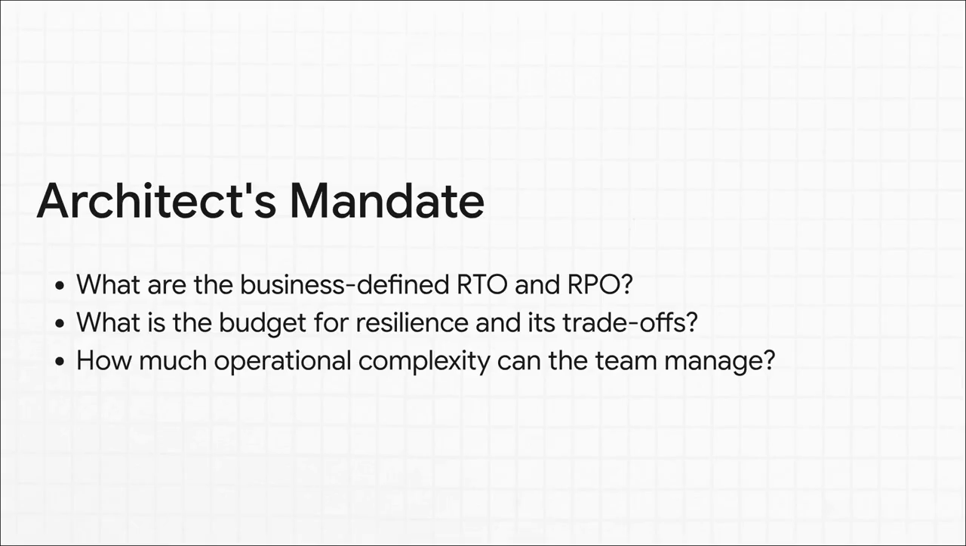Second, what's the budget? Because near-perfect resilience is possible, but it has a cost, and you have to understand what trade-offs are acceptable. And third, and oh man, this is the one people always forget. How much complexity can your team realistically handle? An amazing automated failover is useless if your team doesn't know how to confidently fail back once the crisis is over.